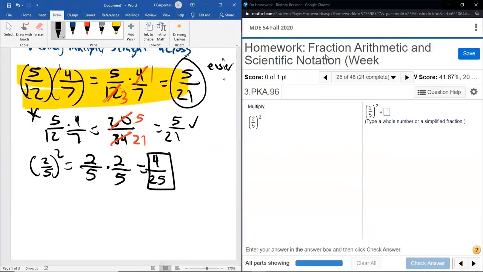So that's just 2 times 2, which is 4, and 5 times 5, which is 25, and that's going to be my answer. And you might say, Mr. Beckner, why didn't you try and reduce first? Because I knew I couldn't. 2 and 5 doesn't reduce, so this 2 and 5 don't reduce, this 2 and 5 won't reduce, and this 2 and 5 won't reduce.